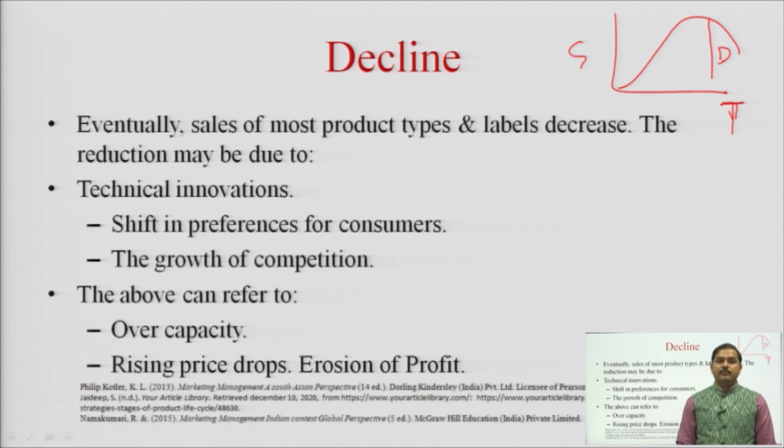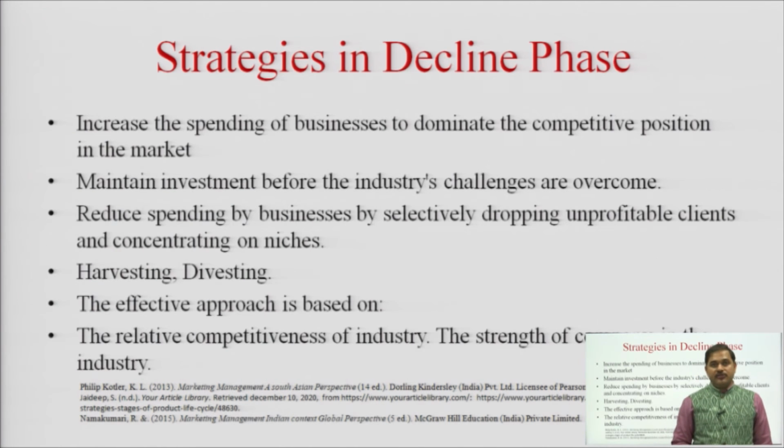You will be developing a lot of overcapacity in your godowns, on the shelves, and in the showrooms. Rising prices drop, and profit erodes. Definitely, you are not in a position to increase the price. You need to sell the product even at a lower price, sometimes even at a loss, or to avoid a major loss. Now, the strategies in the decline phase basically include spending in the business to dominate the competitive position in the market.